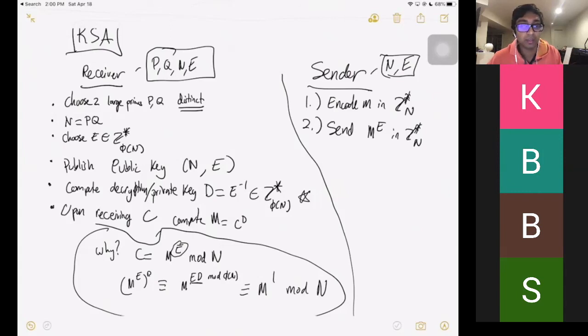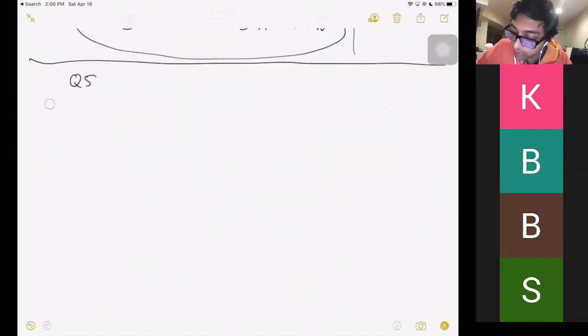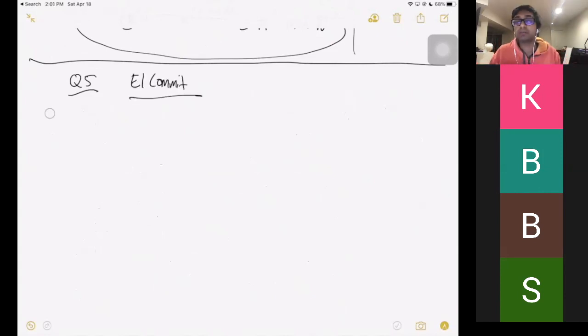Okay, well, let's move on to the last part of the recitation. So it's question 5, and it's called L commit. In this part, we're going to be talking about commitment schemes, right?